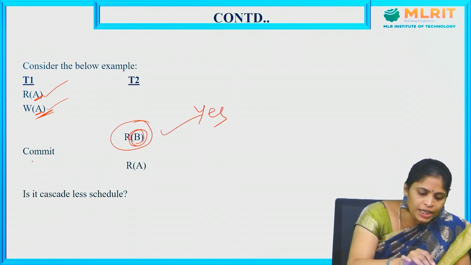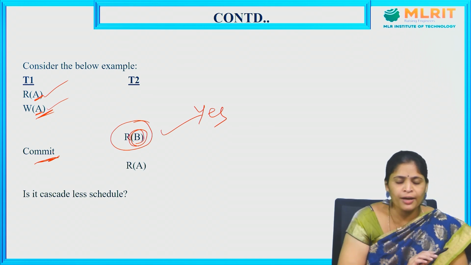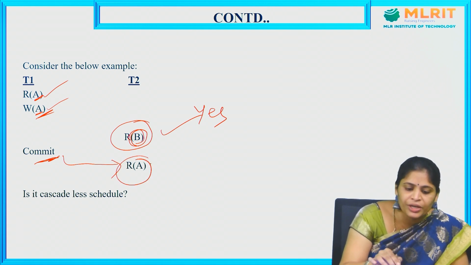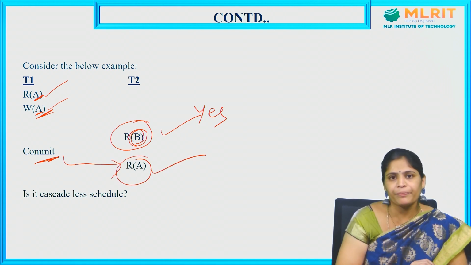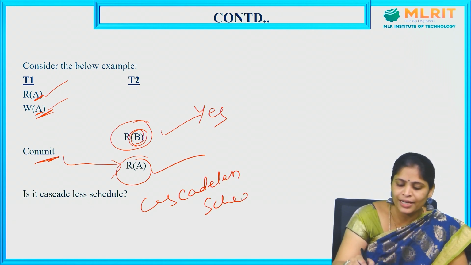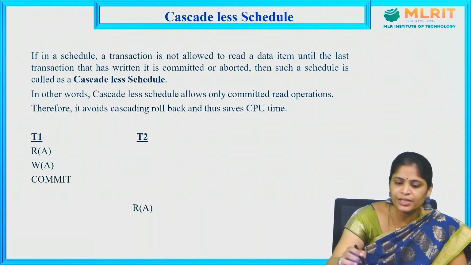Later on, the commit operation has been done in T1. That means after the write operation, commit has been done. Only after the commit, T2 is reading the data item A. So it is a cascadeless schedule. Okay, so what is a cascadeless schedule here?